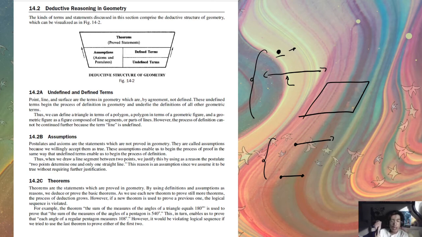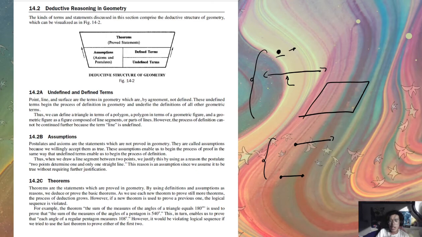Okay, for example, the theorem: the sum of the measures of the angles of a triangle is equal to 180 degrees, is used to prove that the sum of the measures of the angles of a pentagon is 540. Now that statement is logical, right? Because you can create three triangles inside of a pentagon, if we're going to discuss that on polygons. So since you can create three triangles inside of a pentagon, 180 times 3, you will get 540. So that suggests that there is a logical sequence to the theorems.